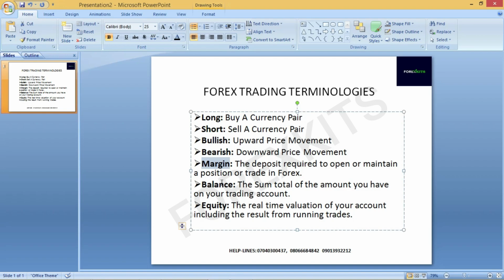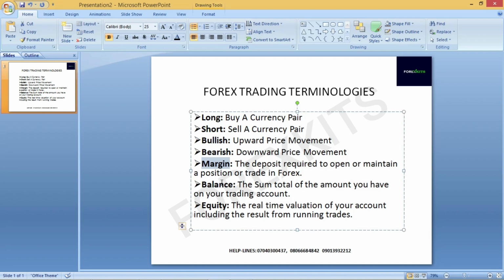And then balance refers, just like every other thing you do in life, to the amount, the capital that you have to be able to get into a trade while no trade is running. So what is your full capital? What is the full amount, or the total amount that you have in your trading account? While equity is your balance plus the current result of your trades that are running.